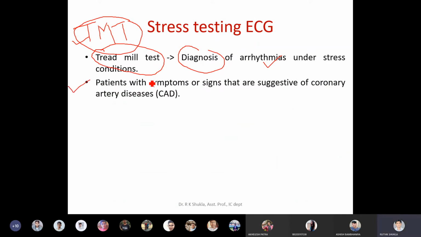They are also looking at the patients with symptoms or signs that are suggestive of CAD, that is coronary artery disease. Let's ask somebody that what this coronary artery means. Keyur Ranparia, what is coronary artery? Krupali Barvalia, what is coronary artery?